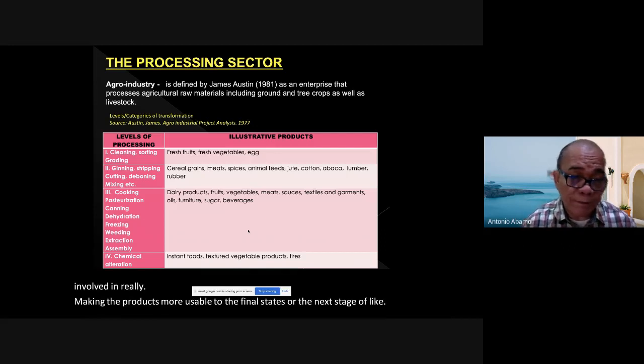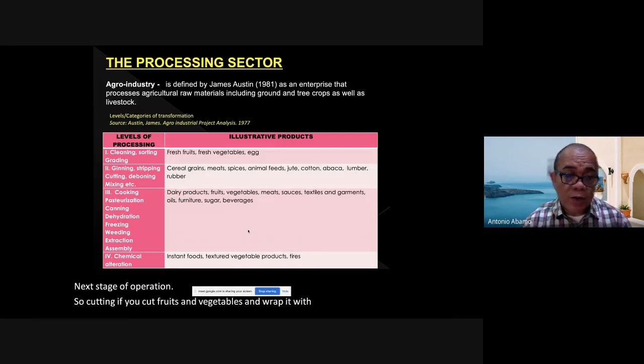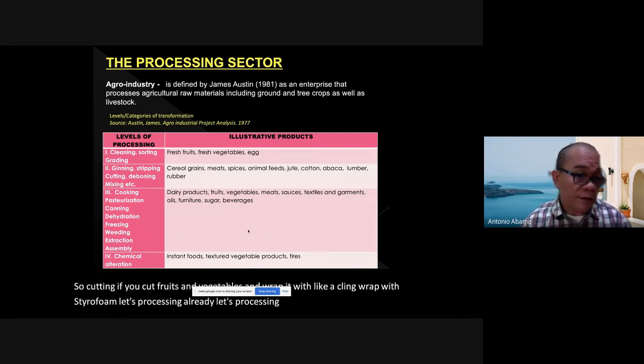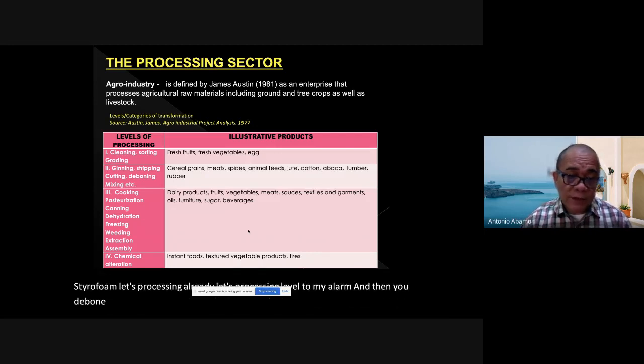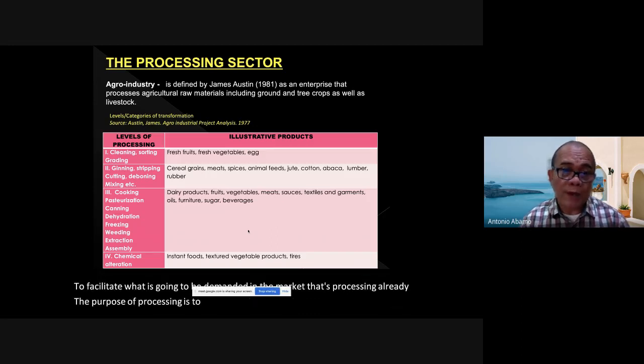of operation. So if you cut fruits and vegetables and wrap them with cling wrap on styrofoam, that's processing already. That's processing level two. And then you debone, for example, milkfish, or maybe debone another kind of fish, to facilitate what is going to be demanded in the market, that's processing already. The purpose of processing is to put more value to your product because it becomes a little bit more expensive already from its raw state.